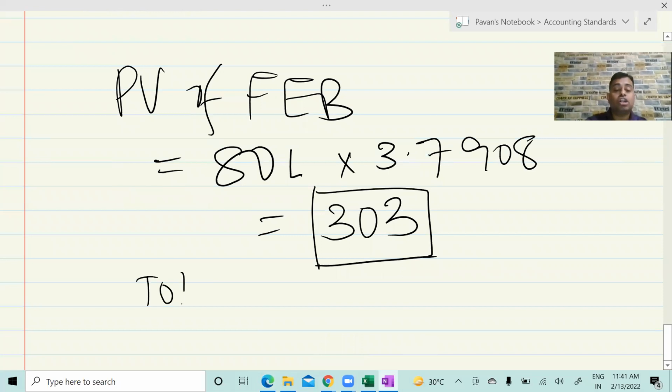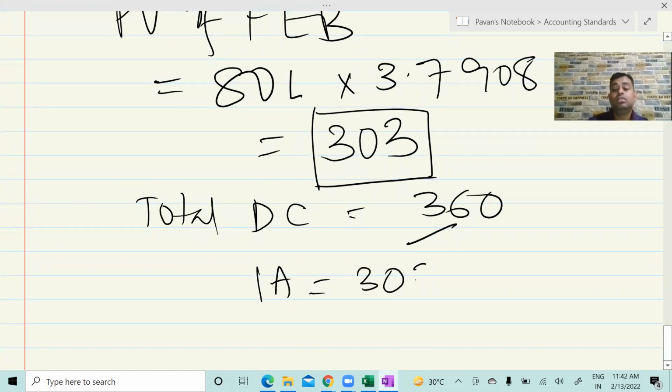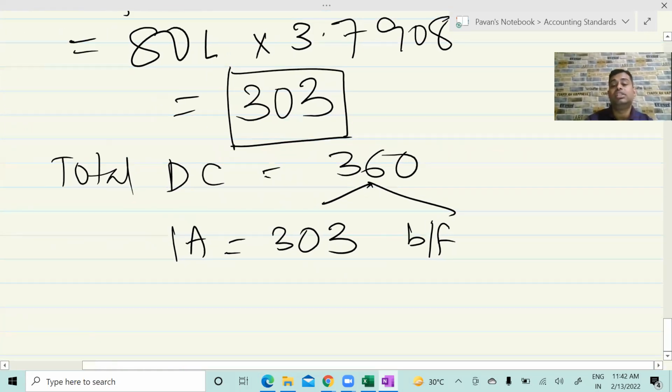So total development cost, how much? The intangible asset that can be capitalized is 303. So tell me, what is the balancing figure? Is it 57?